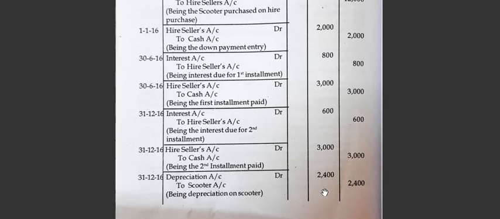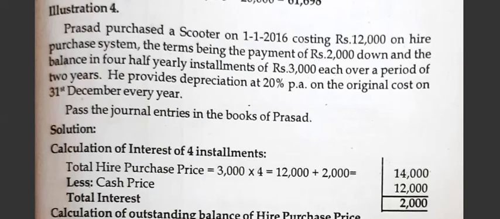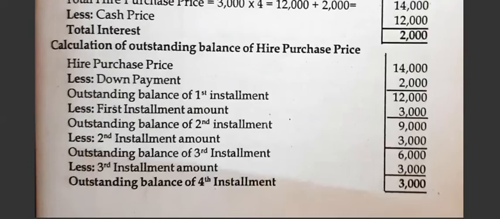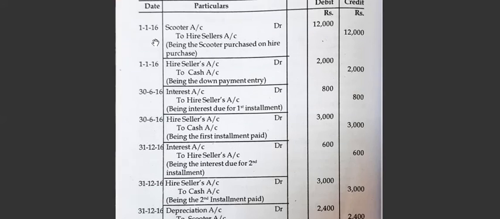Now original cost means the same depreciation will continue every year. Now I'll repeat. What is the journal entry? On the first day, the date of purchase, you have to pass two entries: one is the purchase entry and another is the down payment entry. Then every installment you have to pass the entry of interest and the payment entry. Here it is half yearly, so interest and payment entry is passed. Then again after 6 months, interest and installment entry is passed.